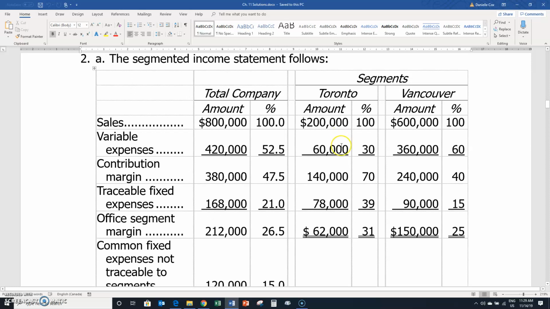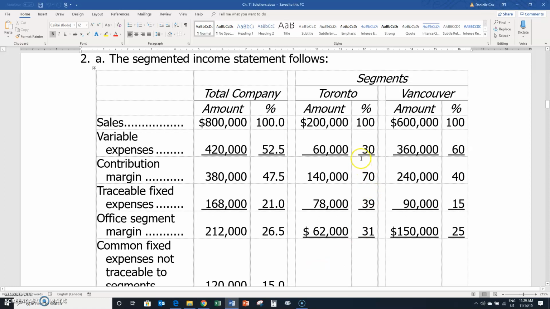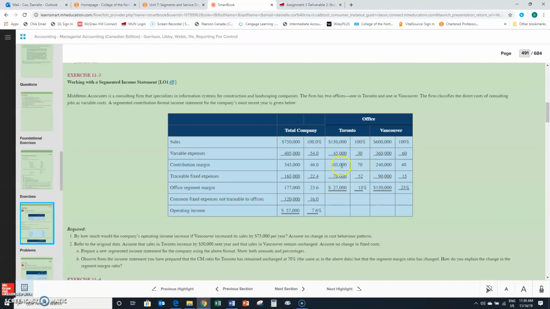As sales increase, your variable expenses are going to increase also. So we already had worked out before, if I flip back over, that variable expenses for Toronto were 30% of sales. So now we just take 30% of our new sales amount, which is 200,000, and we'll get 60,000 for variable expenses, because we assume if sales increase, variable expenses also increase. That gives us our new contribution margin of 140,000, which is 70% of sales, and that's actually going to stay the same.